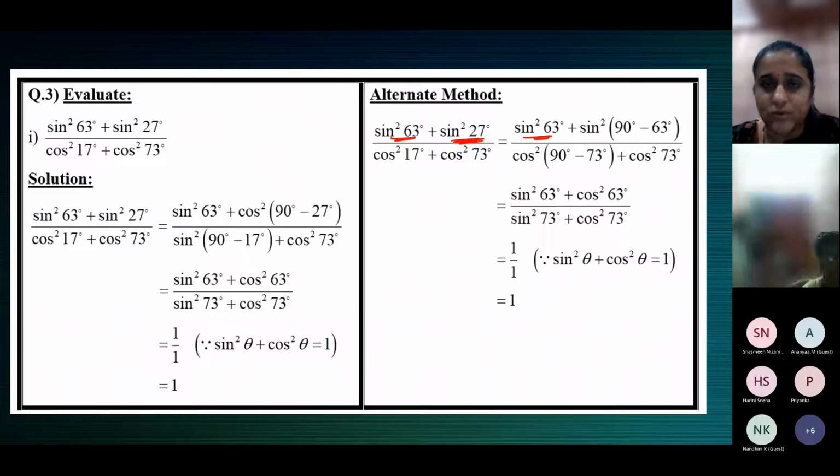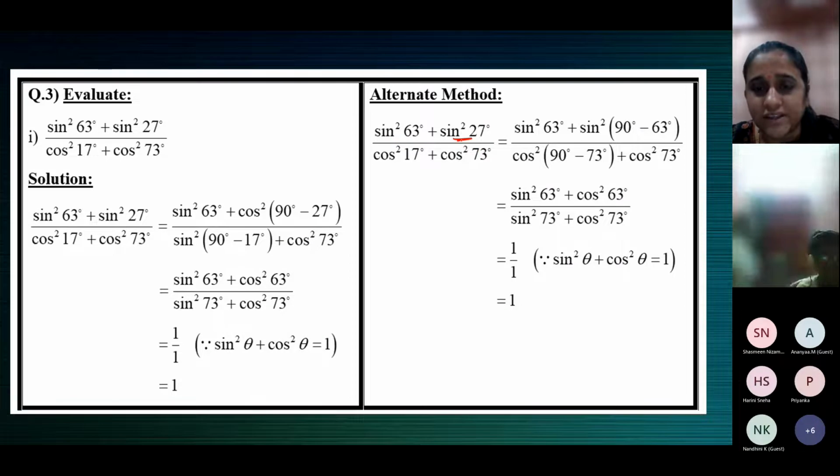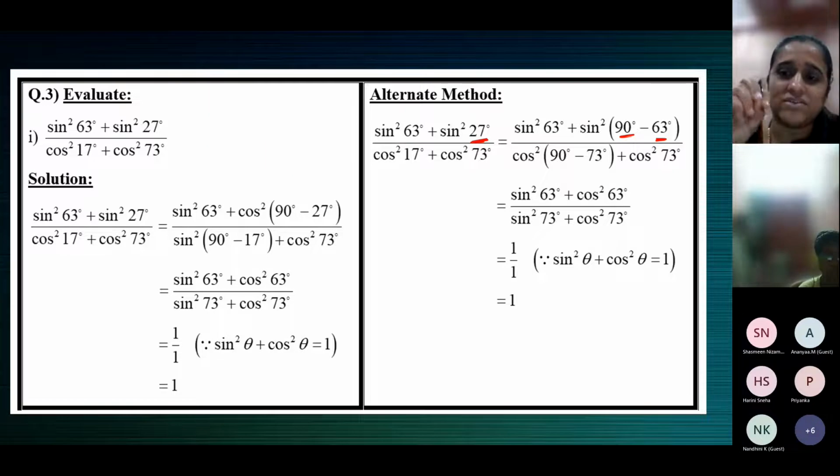What I do is this sine square 27. Observe carefully. I have not used the rule. Here I use the rule in the first step itself, but here I have not used the rule. I have written sine square 27 as it is. Instead of 27, I've written 90 minus 63, which is 27. In the first step, I've not used the rule. I've just written 27 as a difference, 90 minus 63, not 90 minus 27. I'm not using any rule.